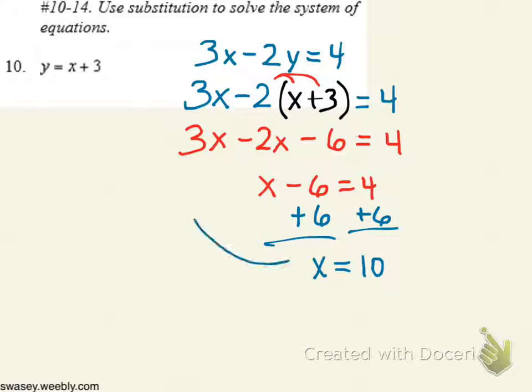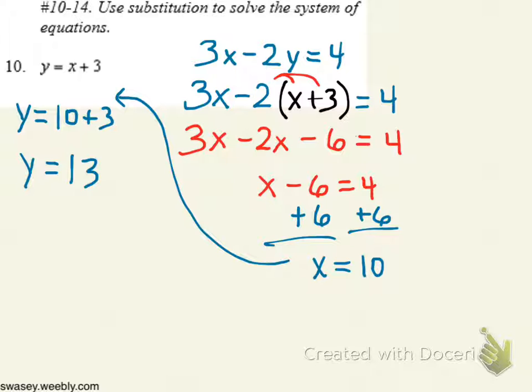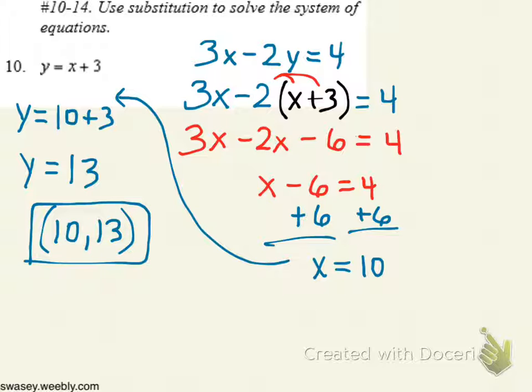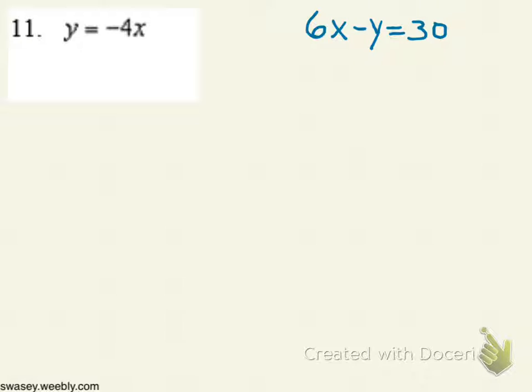Now to find y, we're going to take that x value and plug it back in. So we have y equals, instead of x, we can write 10 plus 3, so y equals 13. Put it together as an ordered pair, x, then y. So we have the point 10, 13. So it's intersecting lines, and they intersect at point 10, 13.